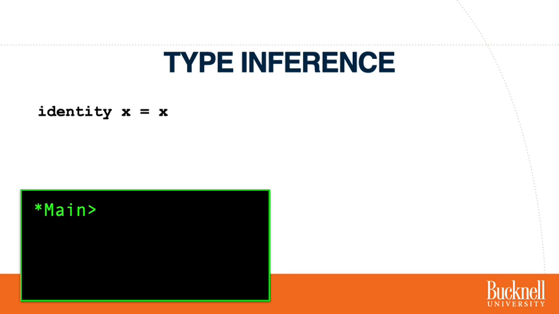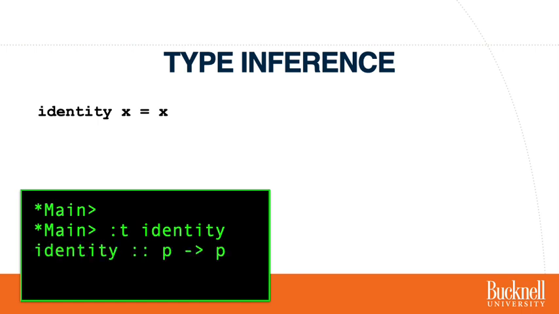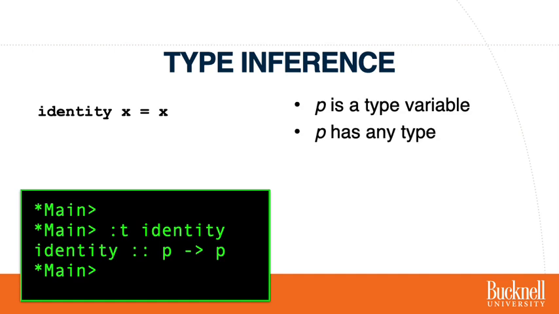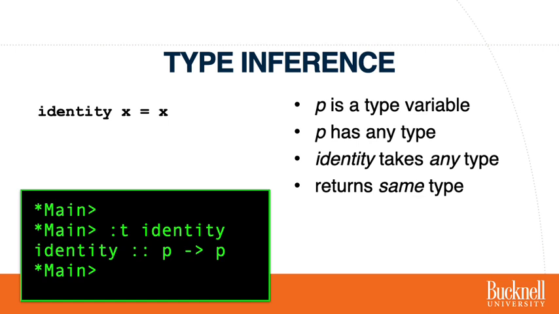Let's consider another situation. Suppose we have the function identity x equals x. What's the type? Identity p to p. What does that mean? Well, p is a type variable. P has any type. Identity will take one parameter of any type, and it returns a value of the same type as the parameter it was given.